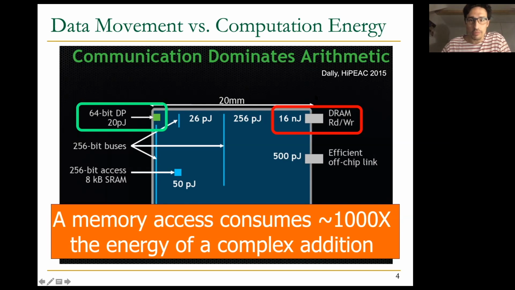So you can compare these two numbers, right? We are talking about around 3 orders of magnitude. Accessing 64 bytes from DRAM requires 16 nanojoules, while operating on a 64-bit double precision element, what you define as a double when you write your code, takes around 20 picojoules.